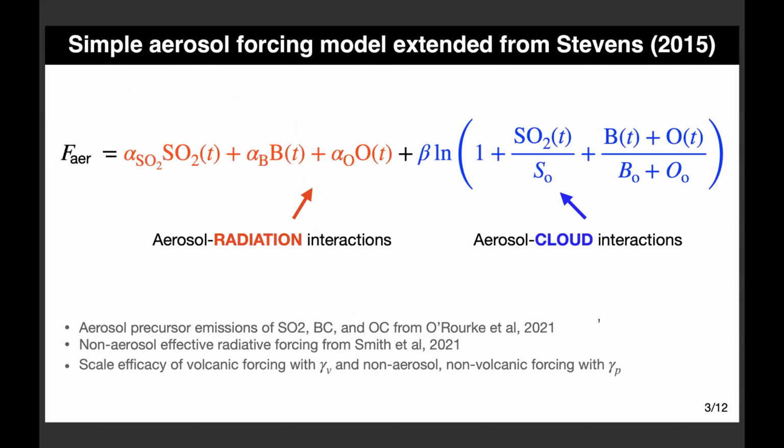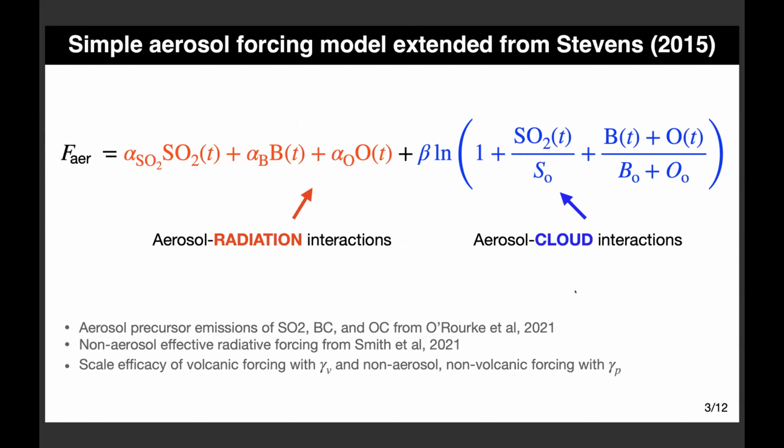Following Stevens 2015, we model aerosol forcing as a log linear function of global aerosol precursor emissions, but we include not only sulfur dioxide, but also black carbon and organic carbon. The term here on the left in red represents aerosol radiation interactions, and the term on the right is aerosol cloud interactions and is assumed to saturate.